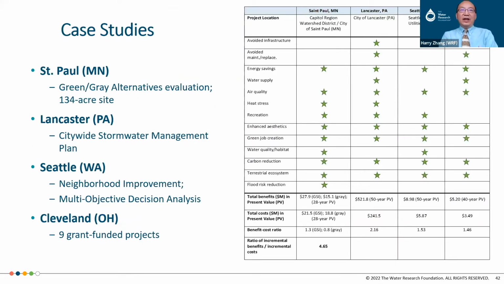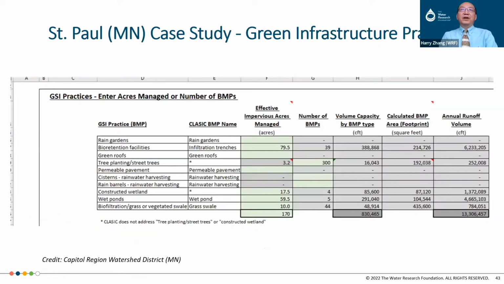And now again, back to the case study. We tried to test out the tool across different parts of the country. One of the case studies here is based in St. Paul, Minnesota. This is a table showing the different benefit categories embedded in these four case studies, and the benefit cost ratios and those kinds of values, for your information.